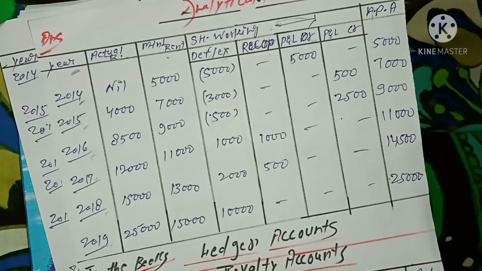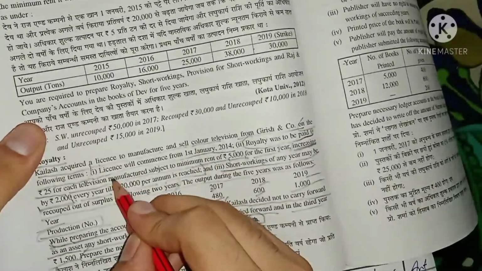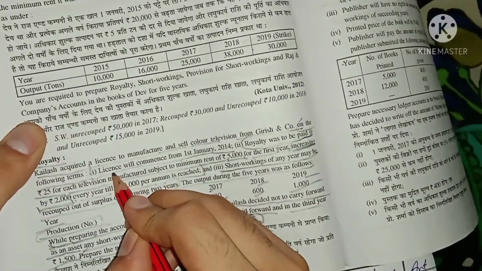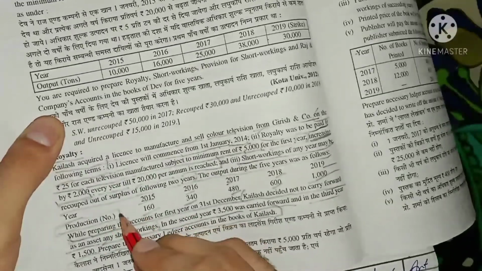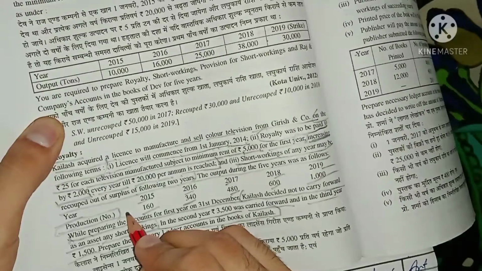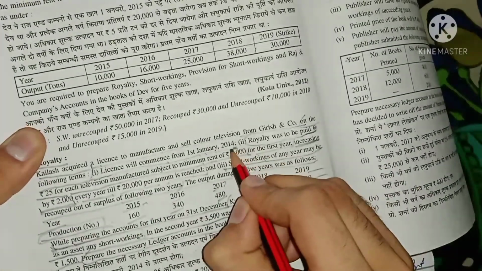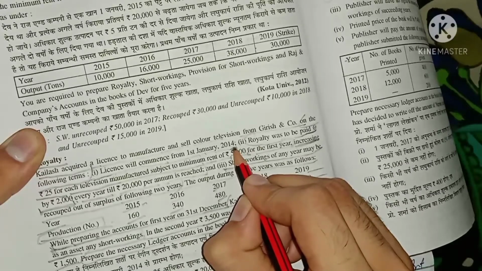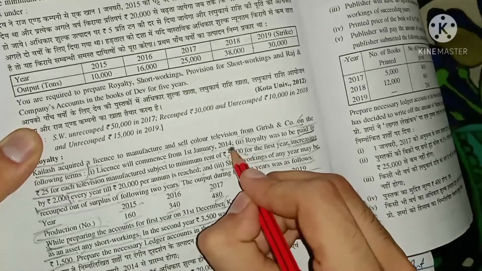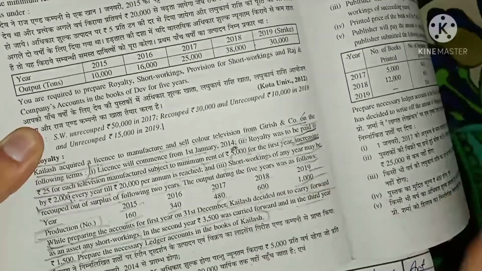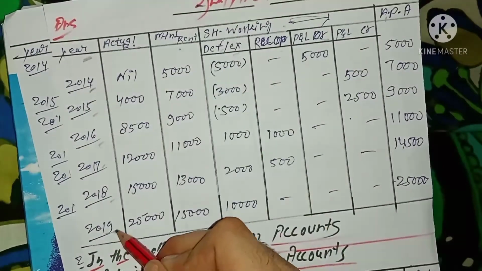I want to tell you that in this line it was mentioned clearly that the license will commence from 1st January 2014. And the production started in the year 2015, but the license commenced in the year 2014. So we will count the years from 2014 till 2019. Here you can see I did similarly, from 2014 to 2019.